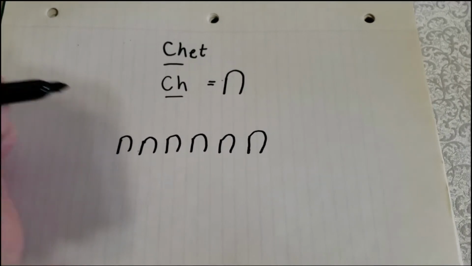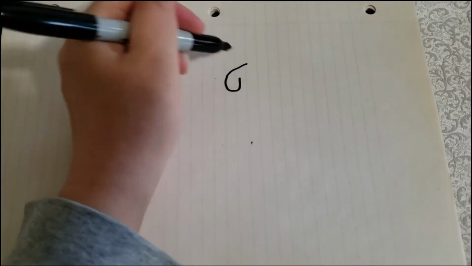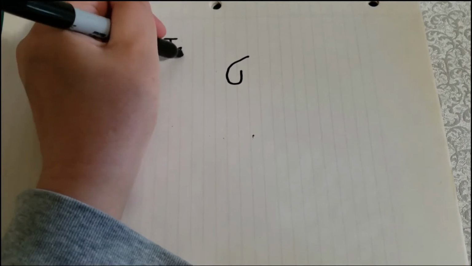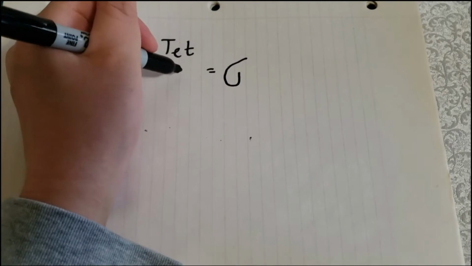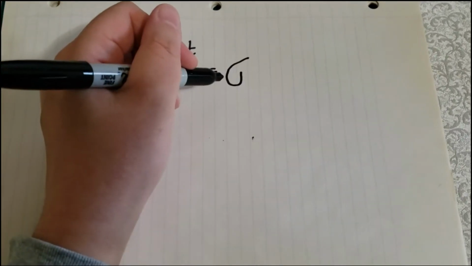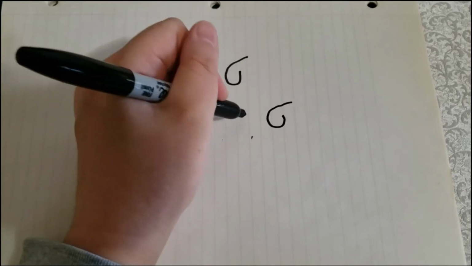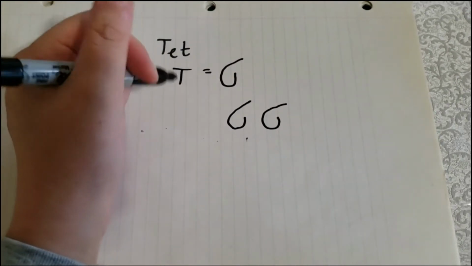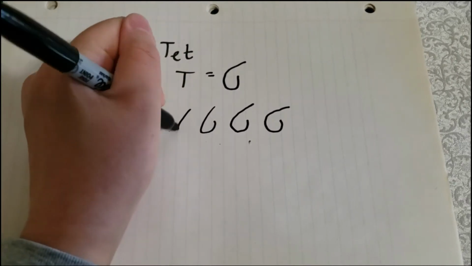Next letter we have is tet, tet. And the sound that this letter makes is T. Tet. Now, when you officially learn how to write this in school, you're supposed to go from the bottom and then up. For me, it's easier to go from the top going down.